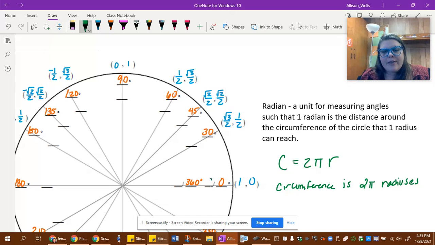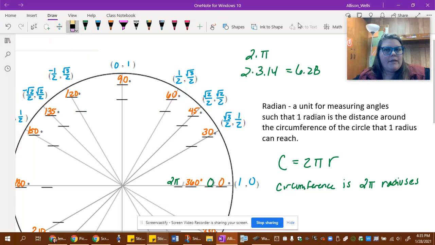So when you've started, you haven't traveled any radiuses. That's 0 radians. And by the time you've gone all the way around the edge of the circle, you would have picked up and moved your radius 6.28-ish, or 2 pi exactly, radians. The reason I said 6.28 is that 2 times pi, which is approximately 3.14, would give us 6.28, but that's a rounding, that's not exact. So it's approximately 6.28 radiuses when you get to the end.